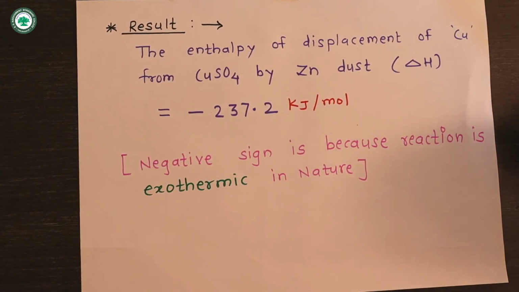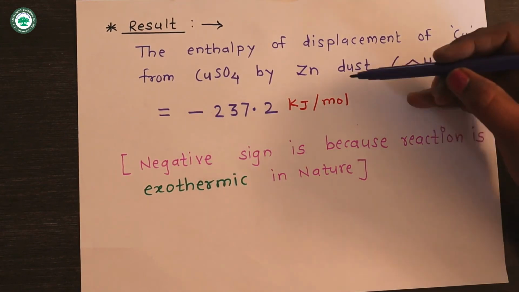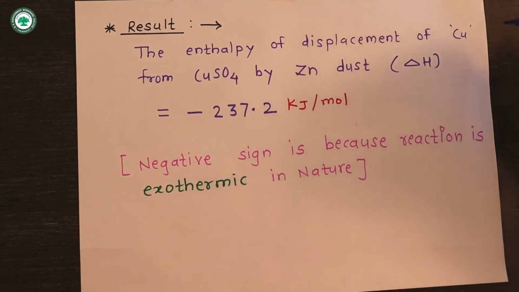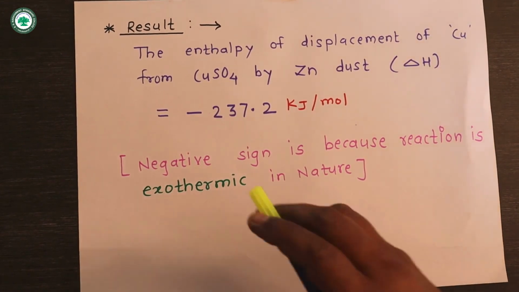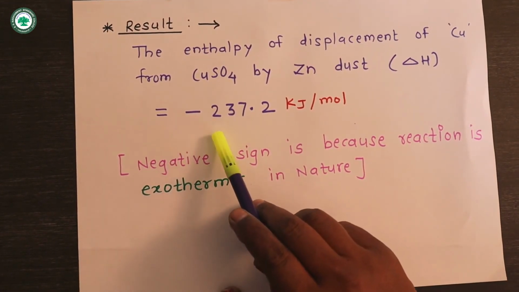Now let us see the result of this experiment. The enthalpy of displacement of copper from copper sulfate by zinc dust, that is delta H, is found to be minus 237.2 kilojoule per mole as per our calculation. So what does that negative sign indicate? The negative sign indicates that the reaction is exothermic in nature, because when zinc dust is added into copper sulfate solution, heat is evolved, and so a negative sign is given for the required answer.